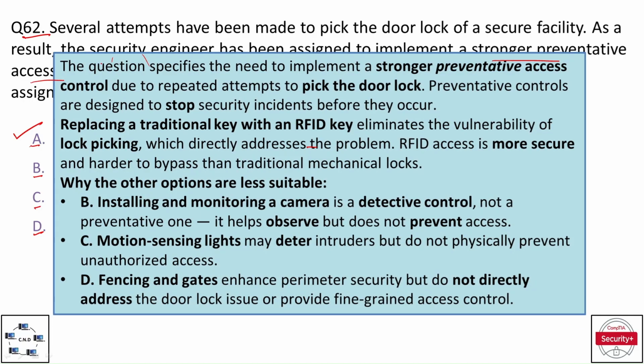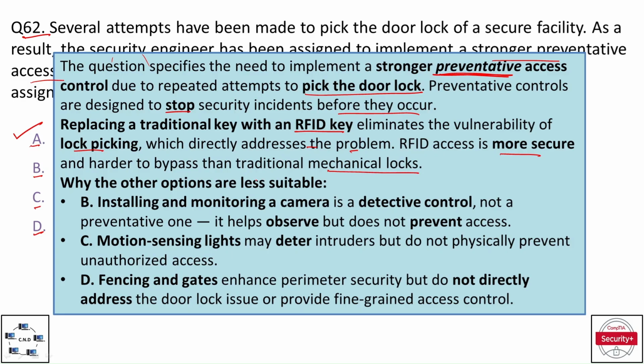And the explanation is, the question specified the need to implement a strong preventative access control due to repeated attempts to pick the door lock. Preventative controls are designed to stop security incidents before they occur. Replacing a traditional key with an RFID key eliminates the vulnerability of lock picking, which directly addresses the problem. RFID access is more secure and harder to bypass than traditional mechanical locks.